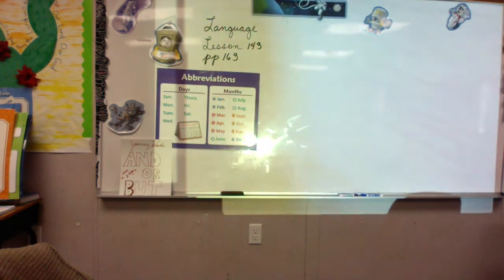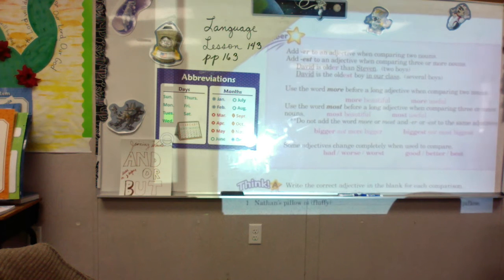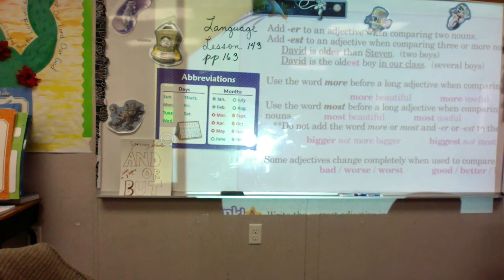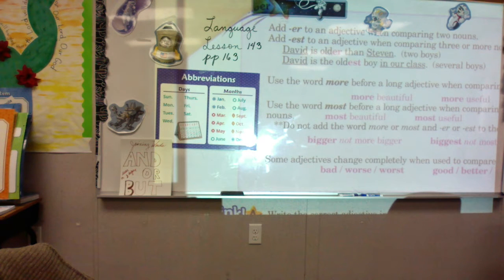Moving on to your work page. Your work page, it says, add ER to an adjective when comparing two nouns. Add EST to an adjective when comparing three or more nouns. David is older than Stephen. Two boys. I'm comparing two people. David is the oldest boy in our class. I'm comparing David to all of the boys in the classroom. That's why I'm using EST.